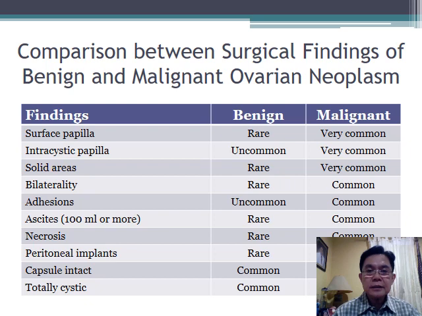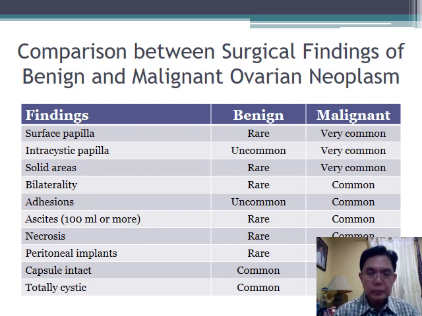So this table shows us the comparison between surgical findings of benign and malignant ovarian tumors. The previous table I showed you was clinical findings. Now I am showing you surgical findings, at the time of exploration. So when there are surface papillary growths, they're commonly malignant. Intracystic papillae, also papillary growths within the cyst, are very common in malignant ovarian tumors.